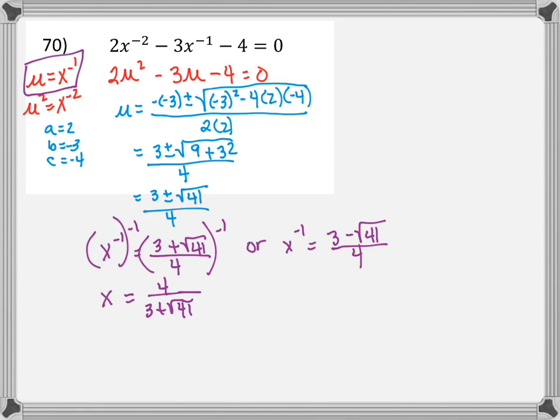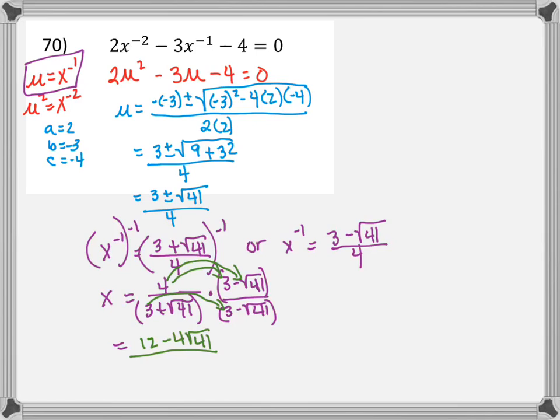And if I raise the right-hand side to the negative 1 power, I am taking the reciprocal, which gives me 4 over 3 plus the square root of 41. But we need to rationalize the denominator. So we will multiply by 3 minus the square root of 41 over 3 minus the square root of 41. When we distribute, we get 12 minus 4 radical 41 over 9 minus 3 radical 41 plus 3 radical 41 minus 41.